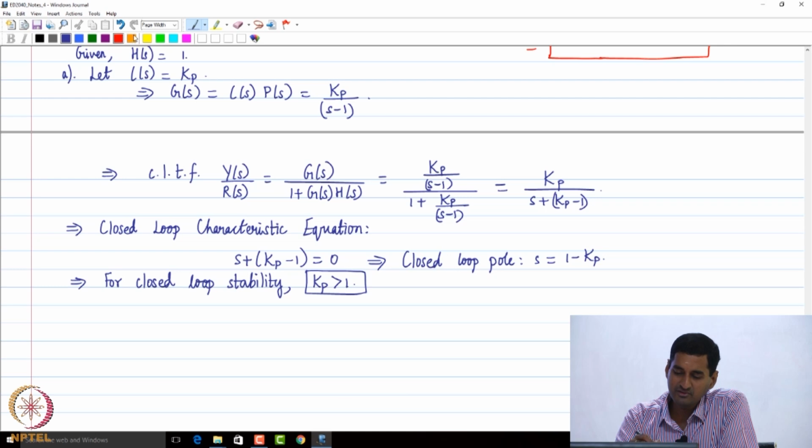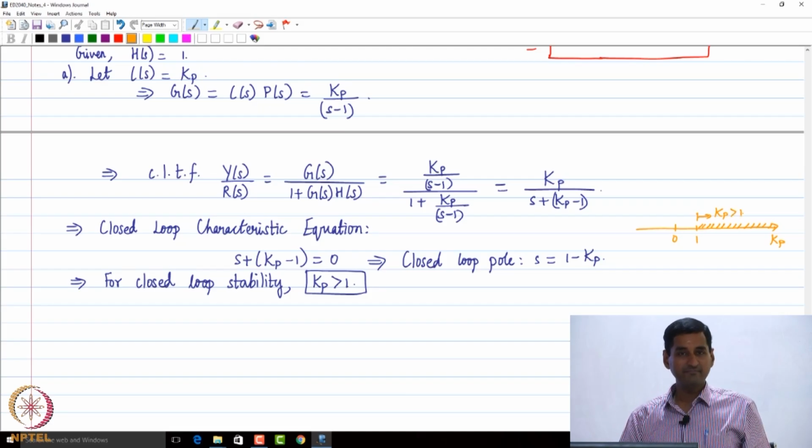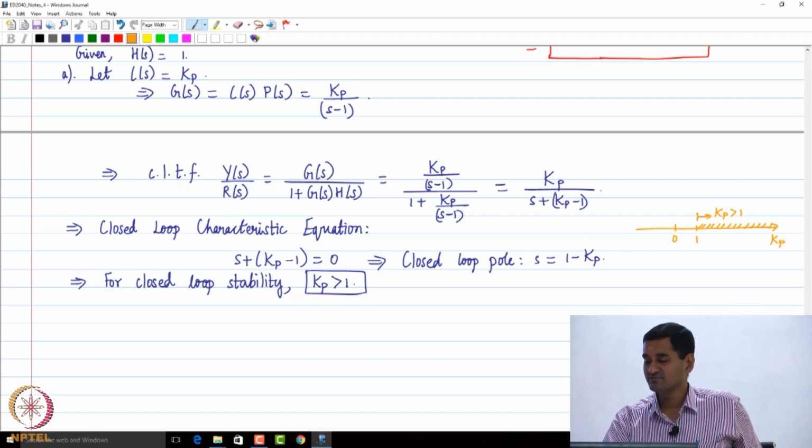If I want to draw the controller parameter space now, this is how we draw it. Essentially I draw Kp, let us say this is 0 and this is 1. What is the feasible region? It is all this region to the right of 1. Kp greater than 1 is my feasible region. That is just a graphical representation of the feasible region. So, this is the controller parameter space for this example.